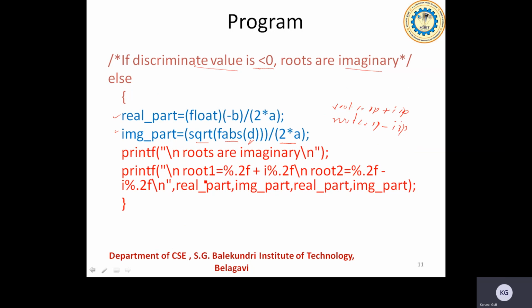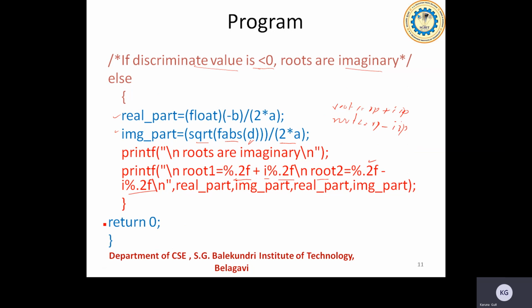So roots are imaginary, root 1 is equal to, first the real part, and this is the imaginary part over here, and root 2, again it is the real part and the imaginary part over here. So real part, imaginary part, real part, imaginary part. I'll be writing it 4 times because I have used the format specifiers 4 times inside the double quotes of the printf statement. So I am done with my work here. I have calculated the roots considering all the cases of the discriminant.